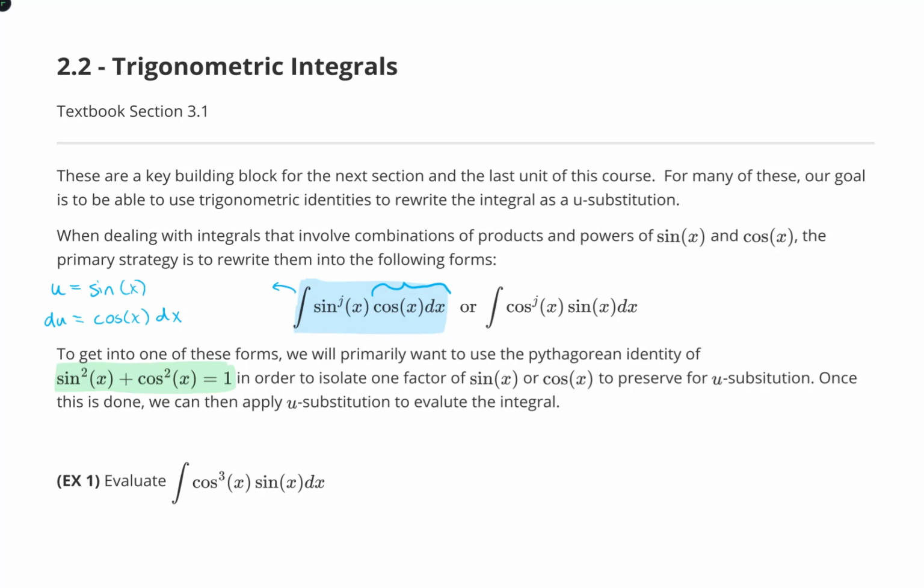So essentially what we're looking for is an odd power on either one of these functions, so for sine or cosine. All right, let's take a look at an example in case possibly you're getting a bit lost in my explanation here. So maybe that'll make it a bit more concrete for you.